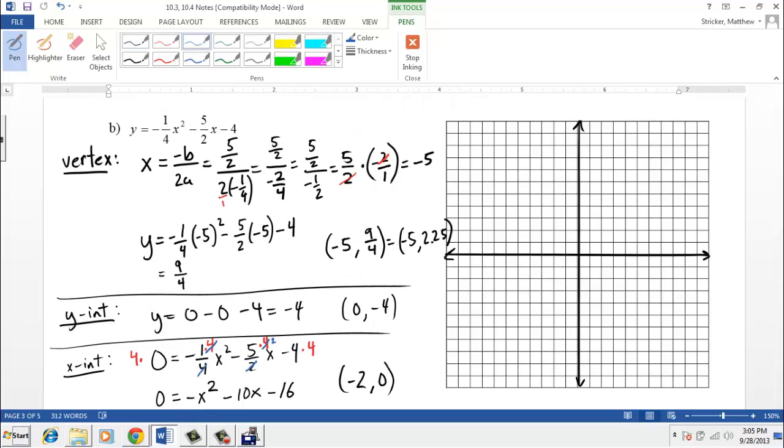Okay, so let's go ahead and put these points on. We have the vertex, and notice before we do that actually that since the first term is negative, this is going to open down.